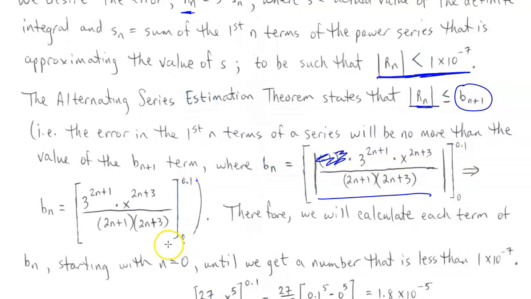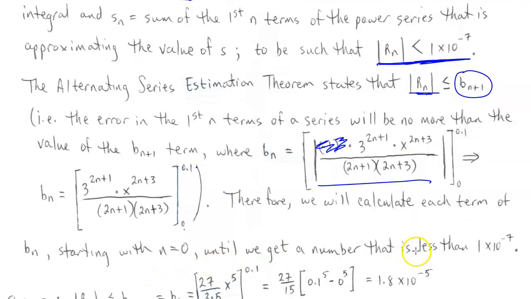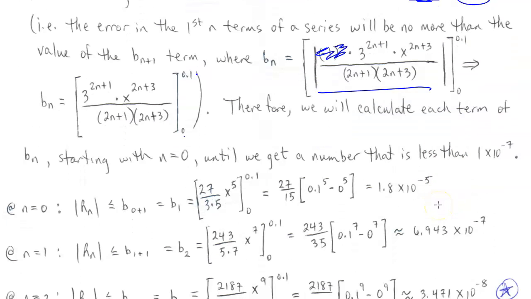So now at this point, we're going to start to calculate each term of b sub n, starting with n equals 0, until we get a number that's going to be less than 1 times 10 to the negative 7. Now, if I let n equal 0, then I know that my error has to be less than or equal to b sub n plus 1, and if n is 0, then it would have to be no more than b1, if we were going to approximate our answer just using one term of our polynomial.